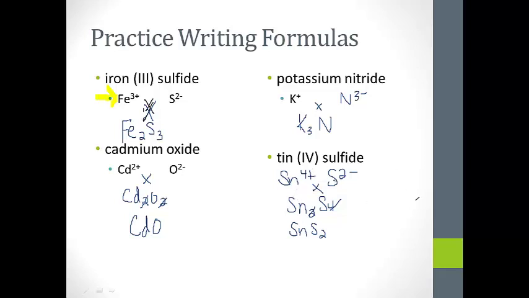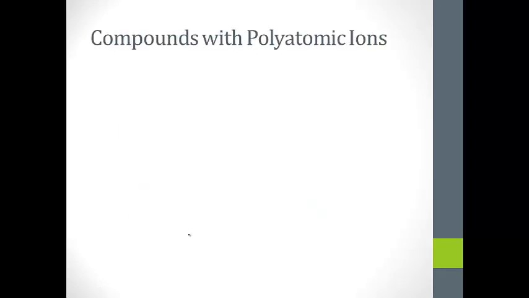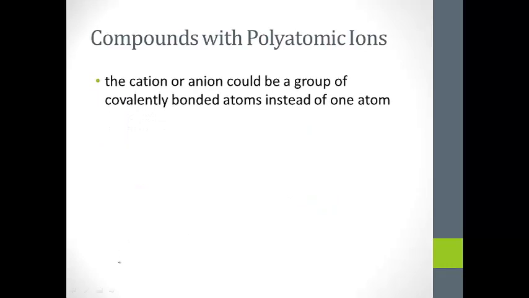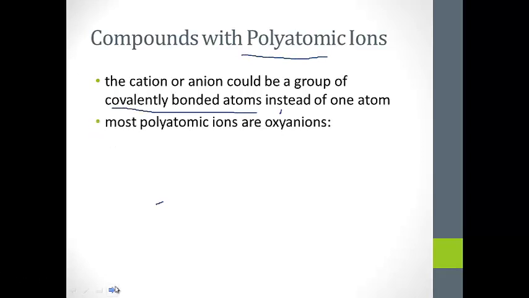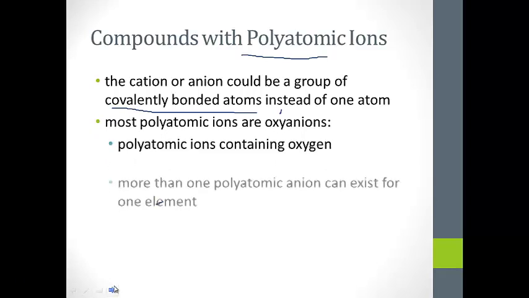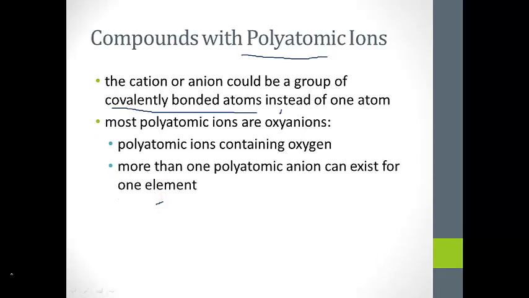Now we have to do some with polyatomics. Now the thing with the polyatomics, poly simply means many. Okay, so poly means more than one. So the cation or the anion can be a group of covalently bonded atoms instead of one atom. And you've got your list of polyatomics. Some you have to memorize, some you don't. Okay, most of them are oxyanions, which is a fancy way of saying that they contain oxygen.